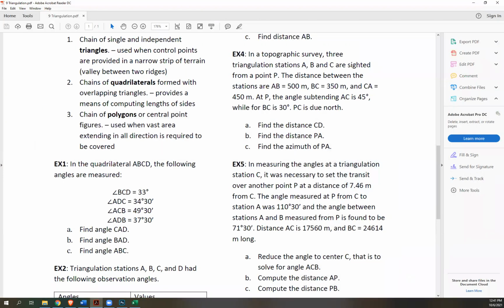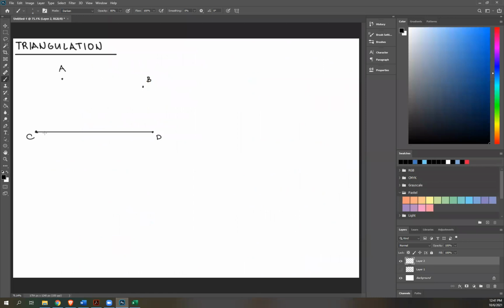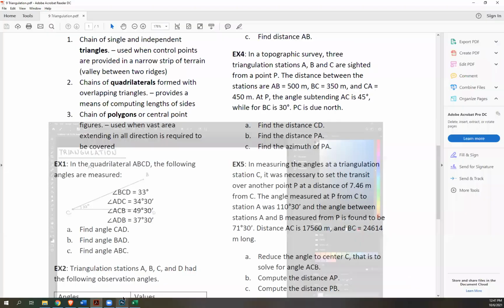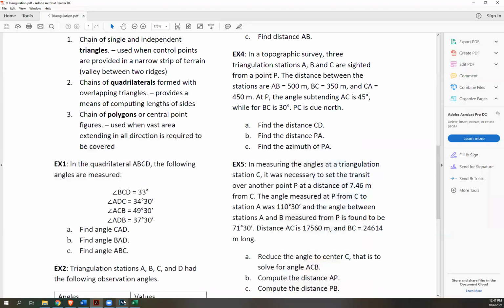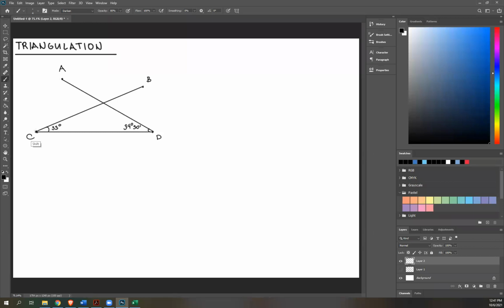Next, let's draw angle BCD, 33. So from B going to C to D. That means that's this angle over here. This is your 33. Next, angle ABC, 34 degrees 30 minutes, from A going to B, going to C. So this is your 34 degrees 30 minutes. And then ACB, 49 degrees 30 minutes, from A going to C, going to B. So this is that angle, again 49 degrees 30 minutes.